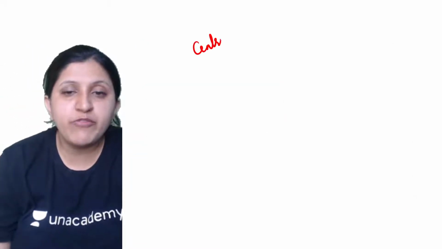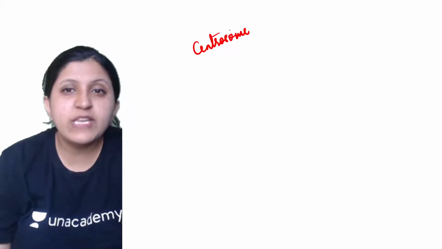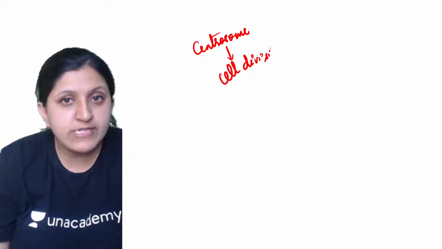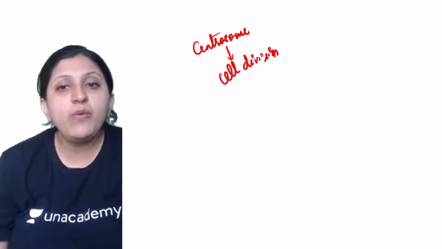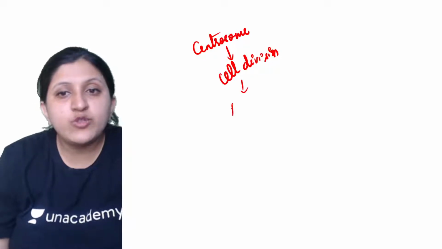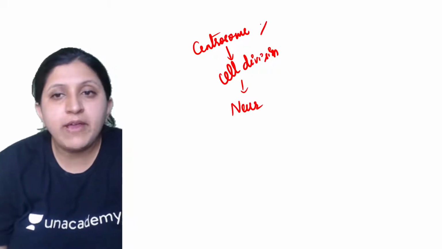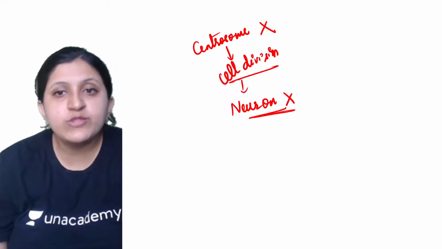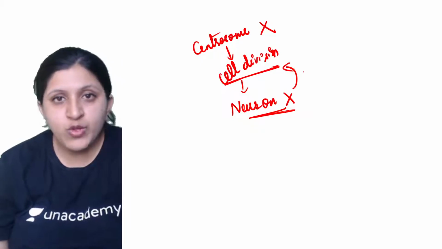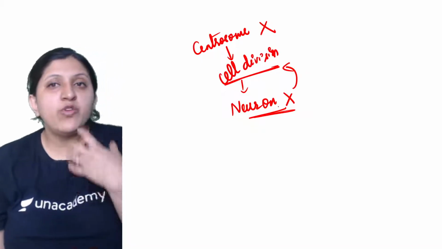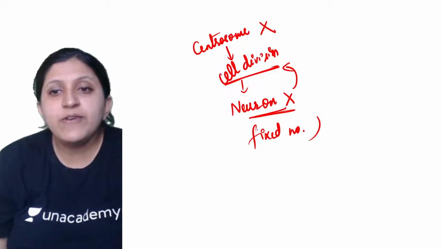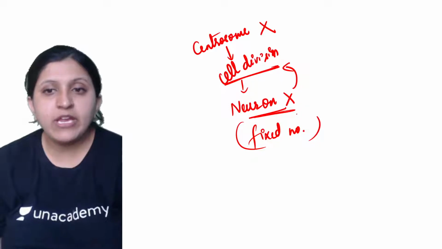Okay, so what is the role of centrosome? So centrosome, when we mention, the main function is cell division. Okay, so cell division will occur because of the centrosome. But now as the centrosome is not there, the neurons do not divide, so there is no cell division in case of a neuron. Okay, and that is how a fixed number of neurons will be there. So the number of neurons is fixed in each and every individual.